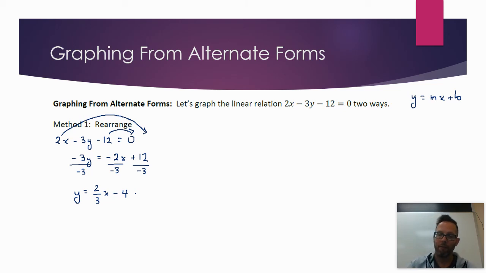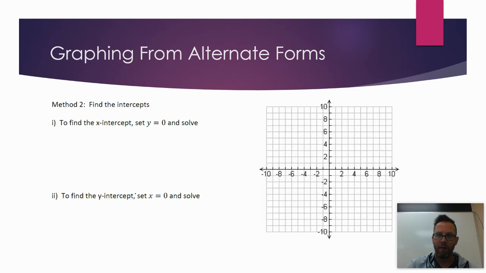And we could graph it. Now, before graphing it, I like to actually do method 2 and show you we get the same graph. So again, we could graph this from there. You know what? Let's call an audible here. Let's just graph it. So 2/3 x minus 4.